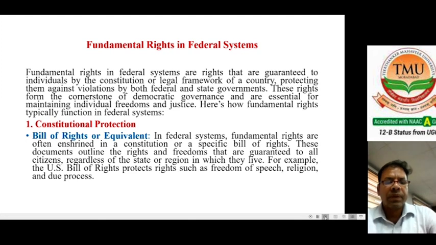Constitutional protections. In the constitutional protections, that is the Bill of Rights or equivalents. In federal systems, fundamental rights are often inscribed in a constitution or a specific Bill of Rights. These documents outline the rights and freedoms that are granted to all citizens, regardless of the state or region in which they live. For example, the US Bill of Rights protects rights such as freedom of speech, religion, and due process. These are important parts of constitutional rights.